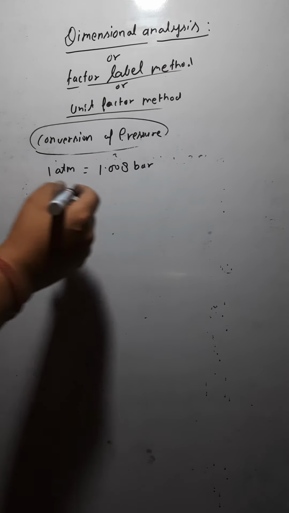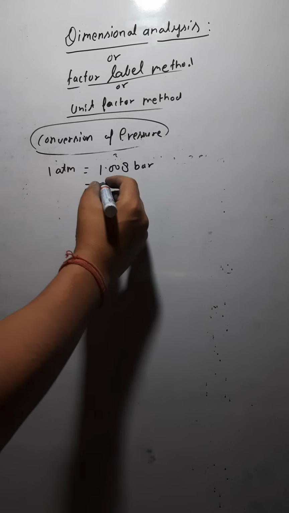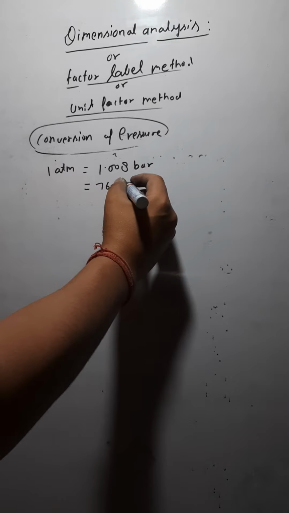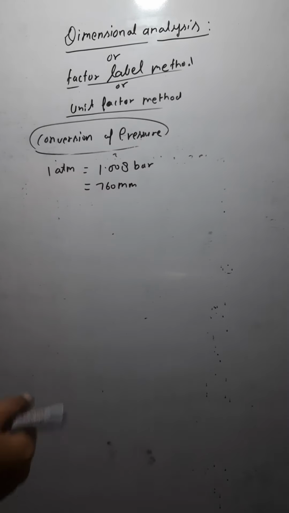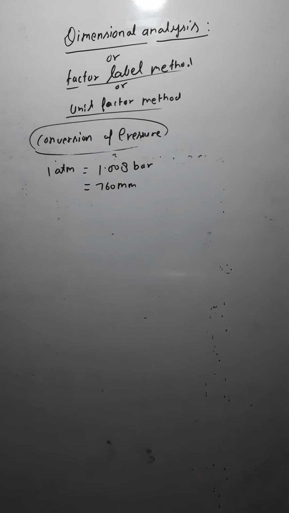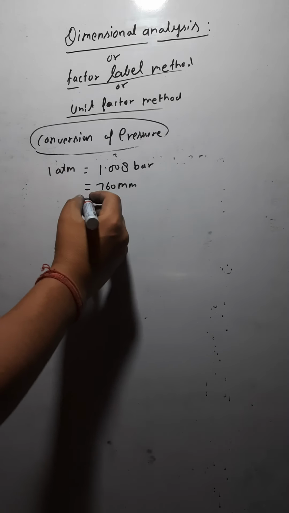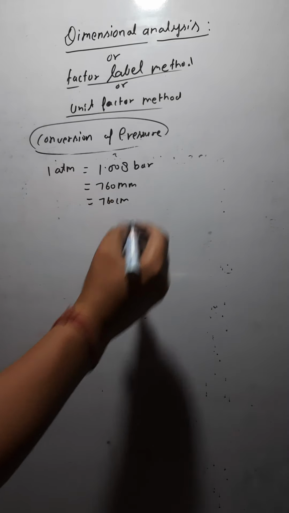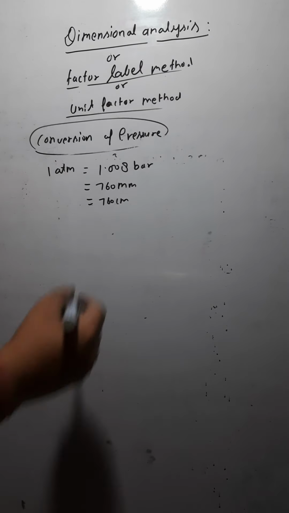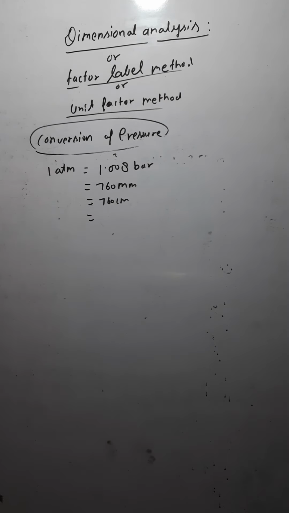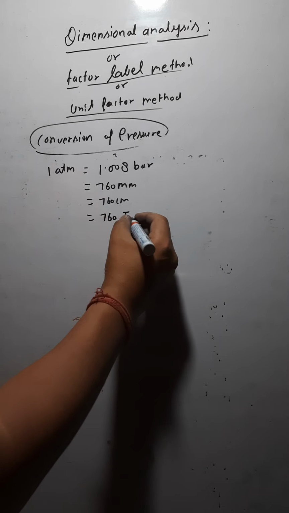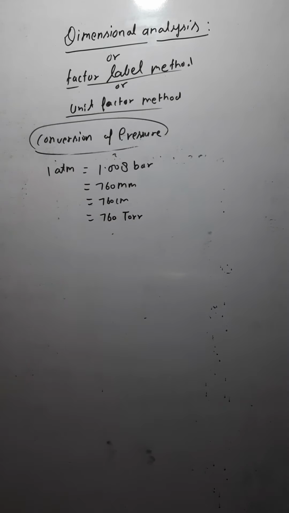At the same time, in 1 atmosphere you have 760 millimeter of mercury. So 1 atmosphere is also equal to 760 millimeter of mercury. Then again, 1 atmosphere is equal to 760 centimeters of mercury also. Then one more unit, that is in 1 atmosphere you have 760 torr. So this is again one more unit for pressure.